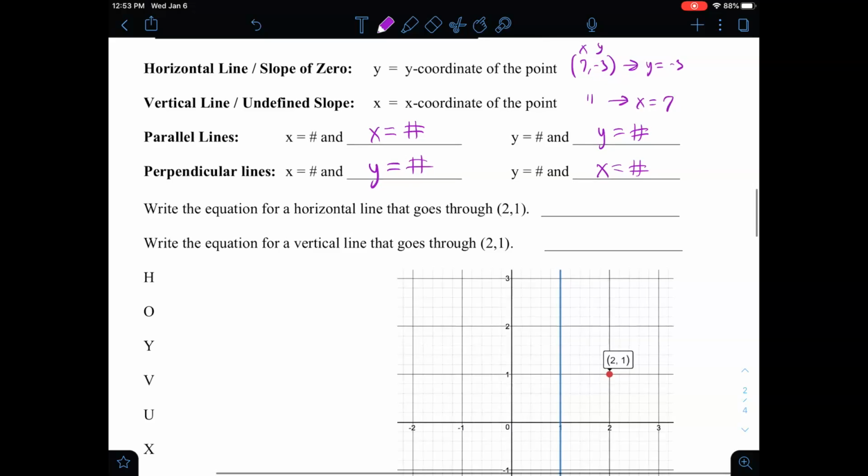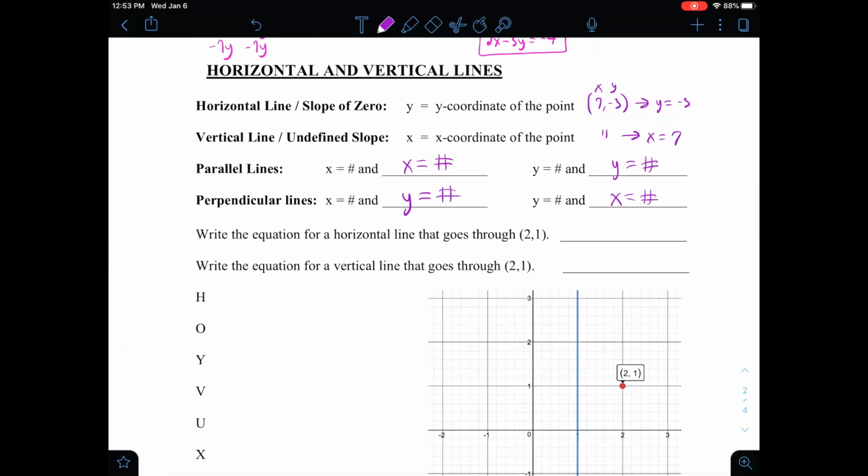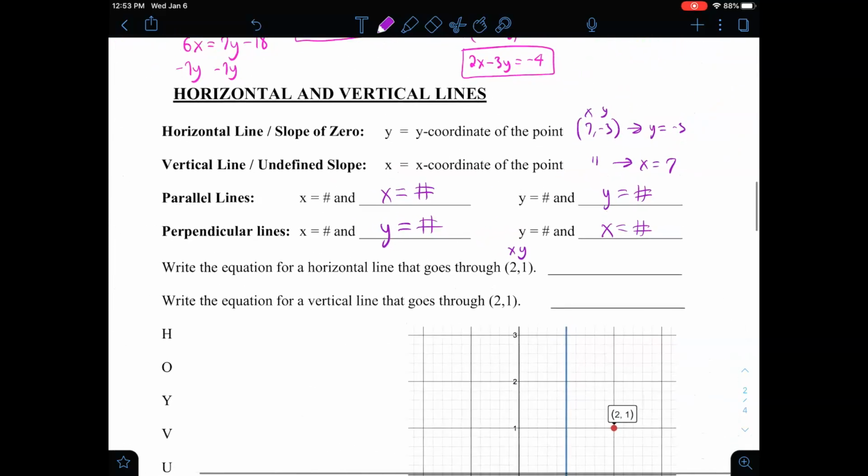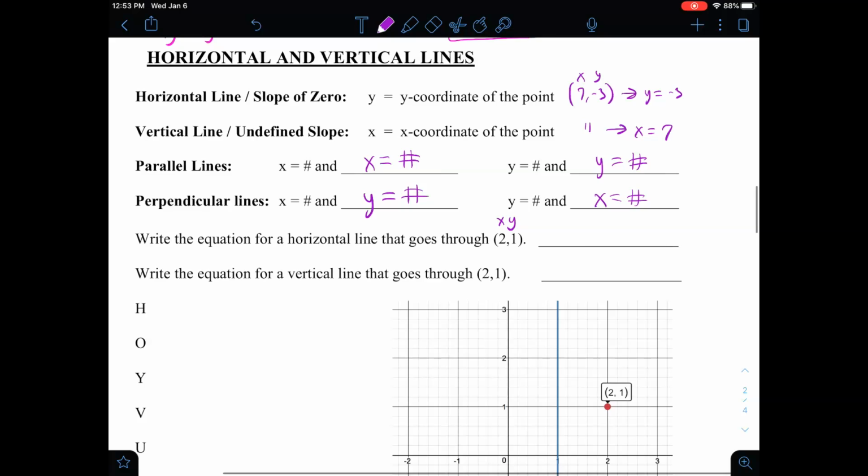All right, it says write an equation for a horizontal line that goes through 2, 1. So here's our x and our y. Well, a horizontal line is y equals the y coordinate. Well, what's the y coordinate? Is it 2 or 1? It is 1. So we get y equals 1 as our answer. That's all we got to do.